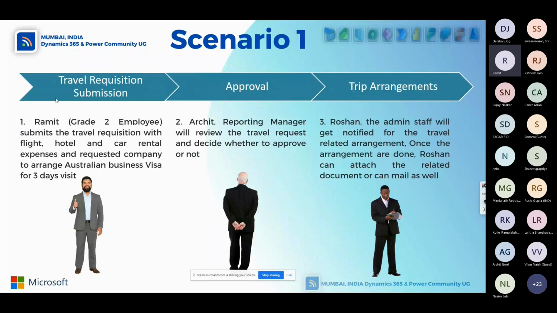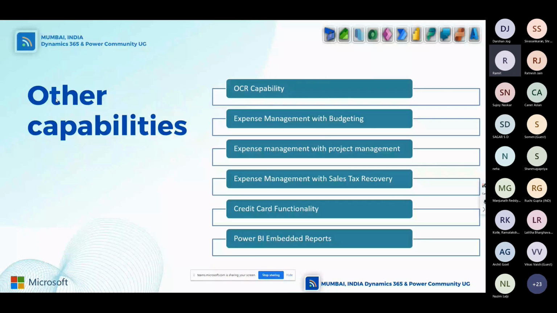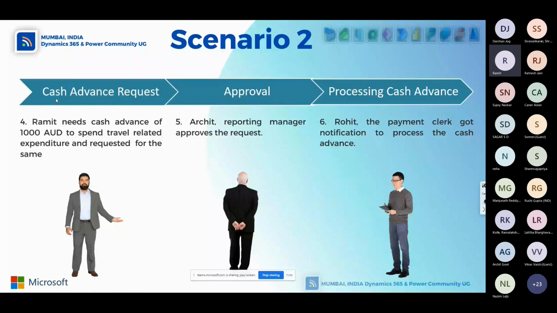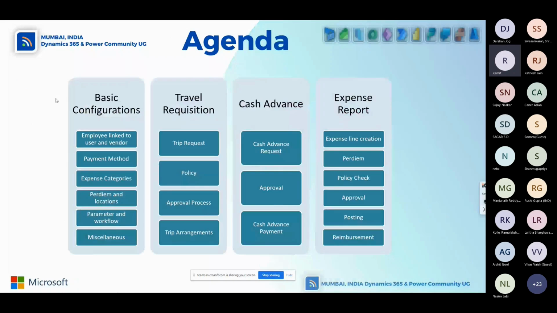Once we are done with this setup, we will run through the scenarios. I will not talk in detail about the scenarios now. When we are done with the configuration, I will run scenario 1, scenario 2, and scenario 3. That is how we have planned to showcase the capability of travel and expense management. Without further delay, I will hand over the mic to Archit, who will take us through the basic configuration and prerequisites, everything from scratch.